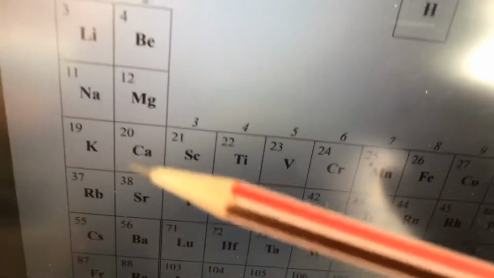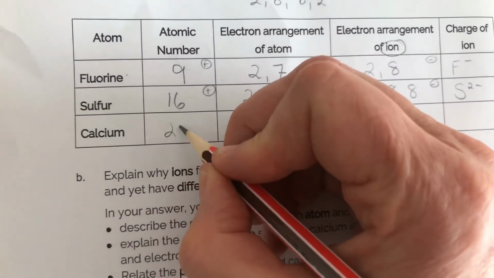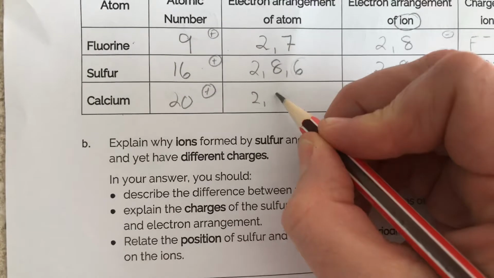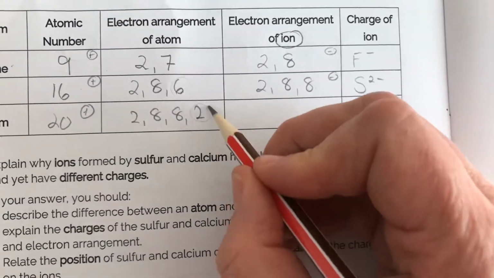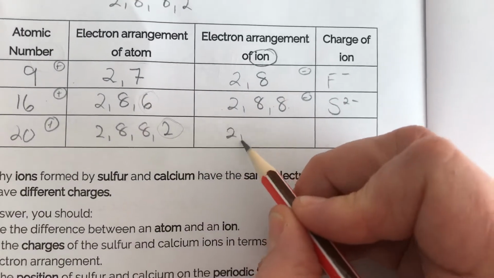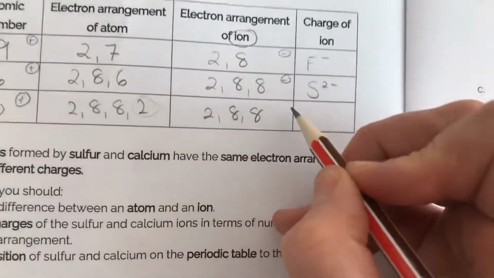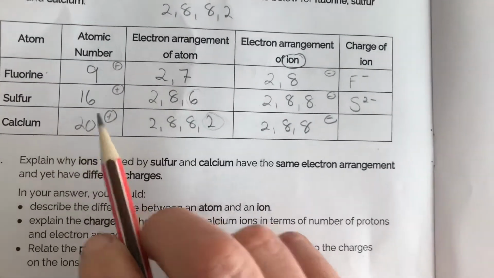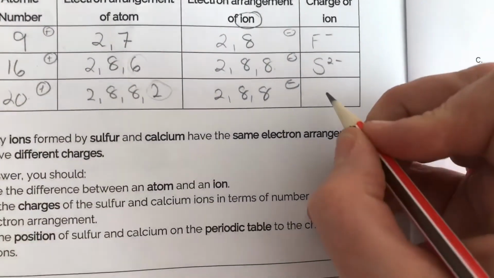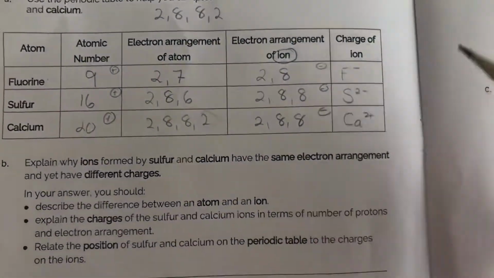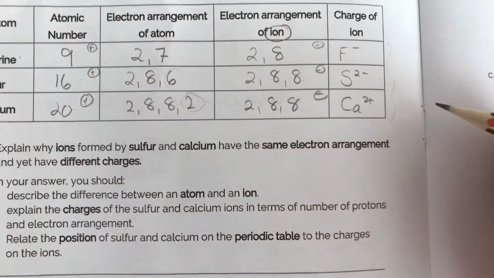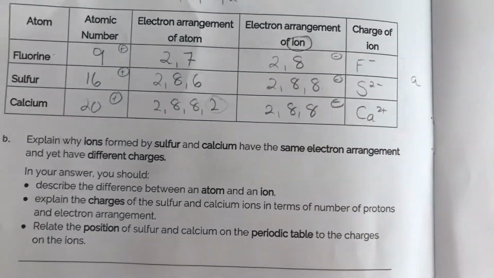And the last one is calcium. So if we look over here, calcium is number 20. So 20 positive protons, arranged electrons are 2, 8, 8, 2. And it needs to lose these 2 to get its full outer shell, which will take it to 2, 8, 8. It now has 20 positive protons and only 18 negative electrons, so it is Ca2+. We had to get any 2 of these rows correct essentially to get a little a here.